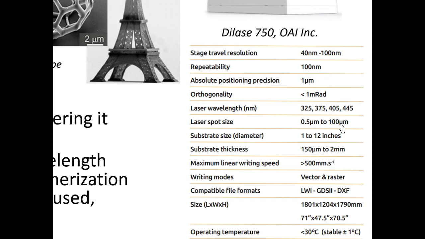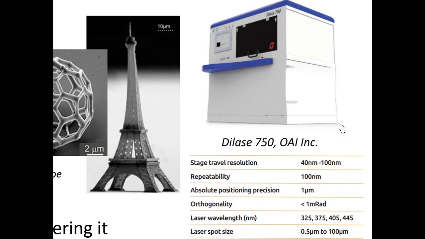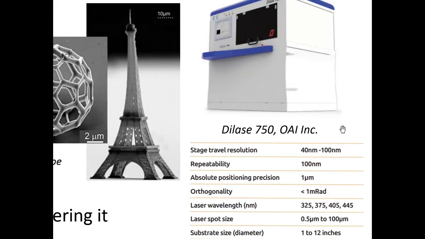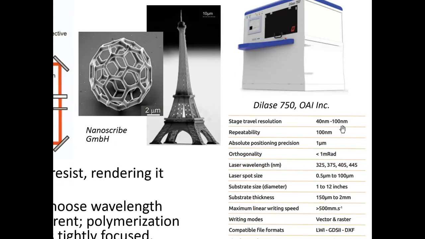This is a more conventional tool that you can use to make objects that are either really small or even really large. So you can tune a lot of the parameters. The idea here is the same. I just wanted to show you what a commercial instrument might look like. And these are the specifications. It uses lasers ranging from 325 to 445 nanometers. You can get features down to 0.5 microns to 100 microns.